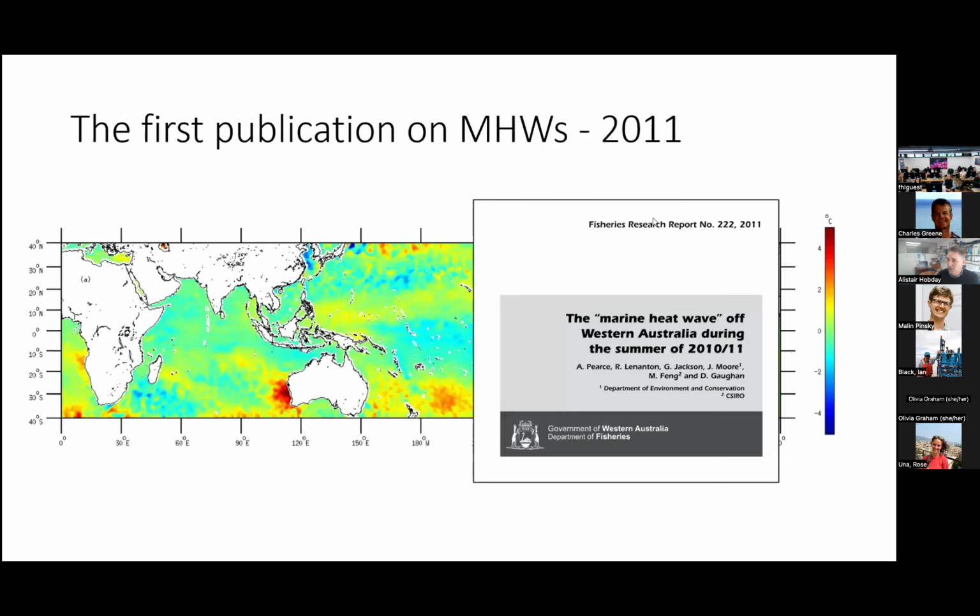The first publication that used the word marine heat waves used the 3-word version, marine heat wave, and it was a research publication in very rapid time in response to this Western Australian event in 2011. And so that's the very first one we can find that uses marine heat wave.